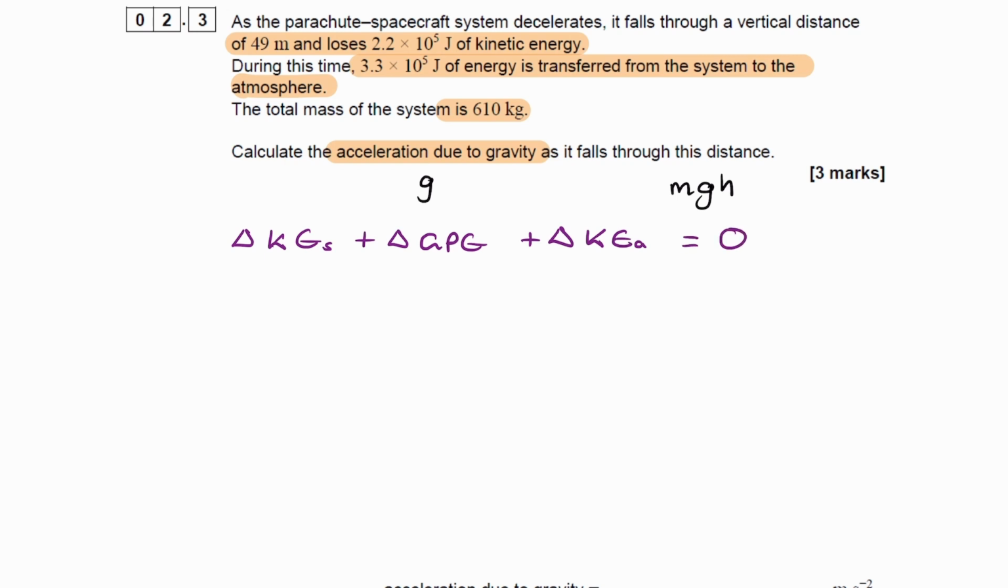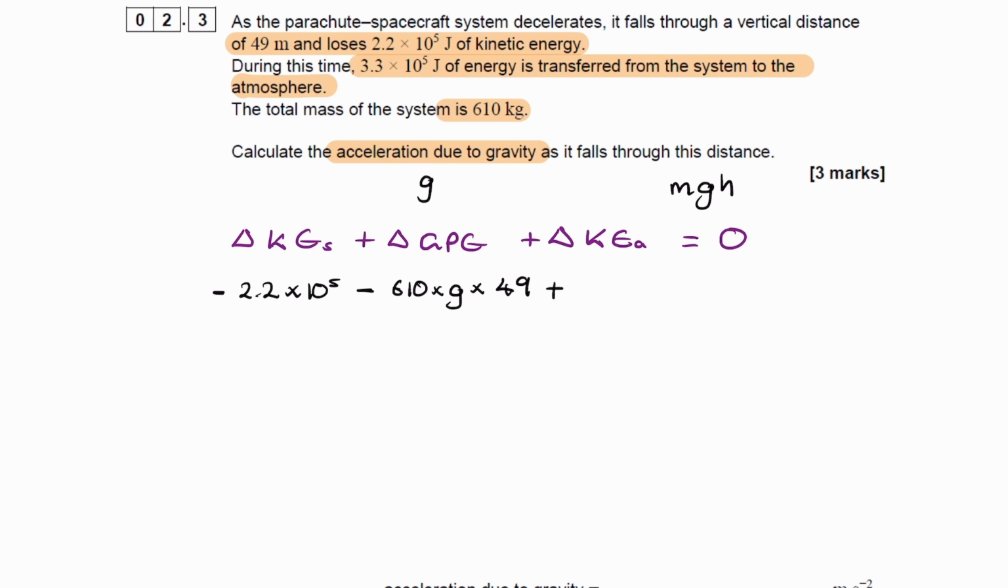As if we were to have, let's say, one store gains energy, then that means one of the other stores or both of the other stores must lose an equivalent amount of energy. If we have a loss of energy in a particular store, we make that negative. If we have a gain of energy in a particular store, we make that positive. So, the spacecraft loses minus this much kinetic energy. We also lose an amount of GPE which corresponds to the mass, 610, times g, so mgh, times the height.